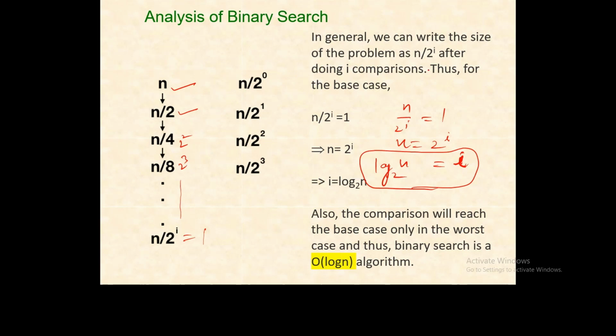So in general, we can write the size of the problem as n by 2 raised to power i after the ith comparison. Thus, for the base case, meaning after that we can't further divide the list, that is, the list is in the indivisible form, we set the size equal to 1 and simply find out the number of iterations for the worst case. That will be the time complexity. So the time complexity of this binary search algorithm is O of log n, meaning it will take log of n time for the execution. The comparison will reach the base case only in the worst case, and thus binary search is an O of log n algorithm.